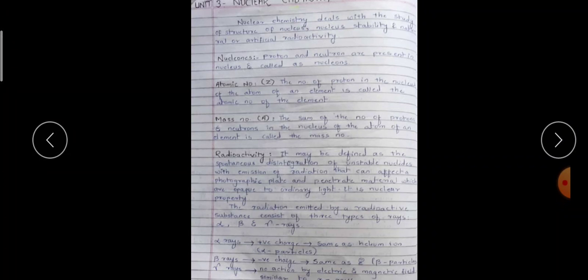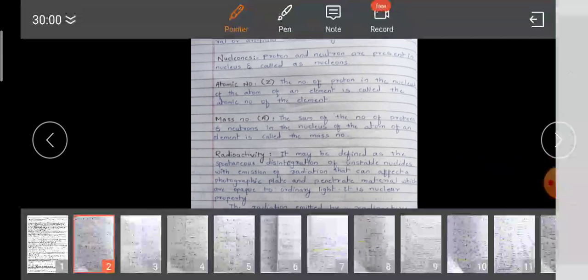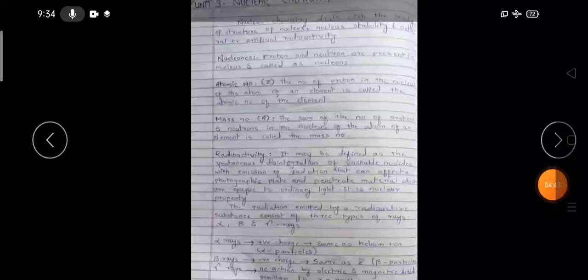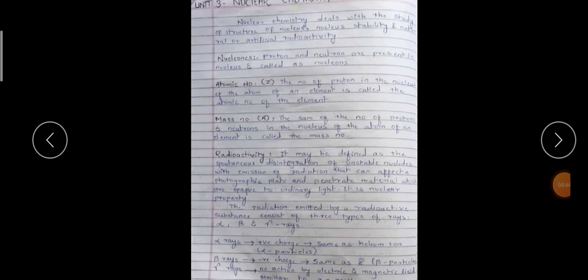We are not going into detail on this because you have already seen this part in FY, in the structure of the atom, where you saw the nature of the electron and how the electron is there in the atom. Then the mass number is nothing but the total number of protons and neutrons present inside the nucleus of the atom of an element.